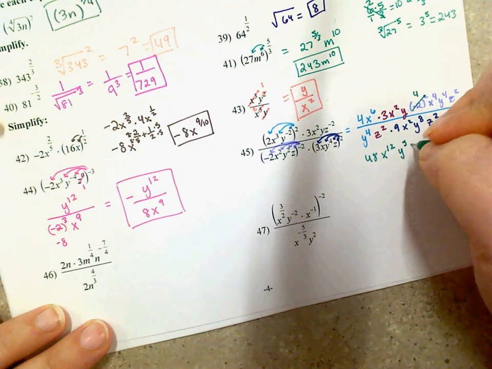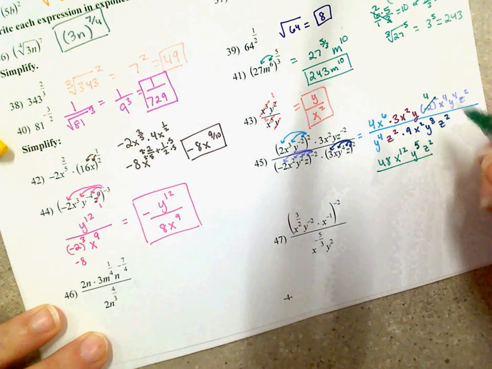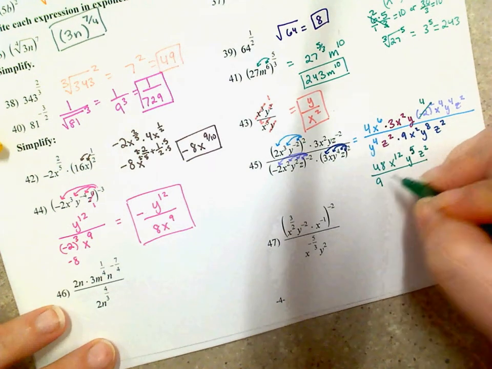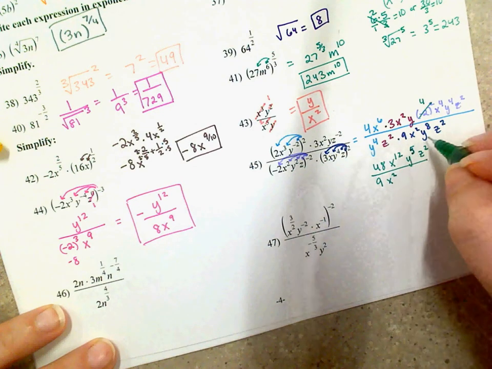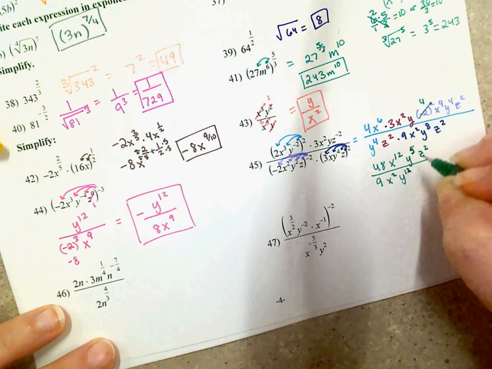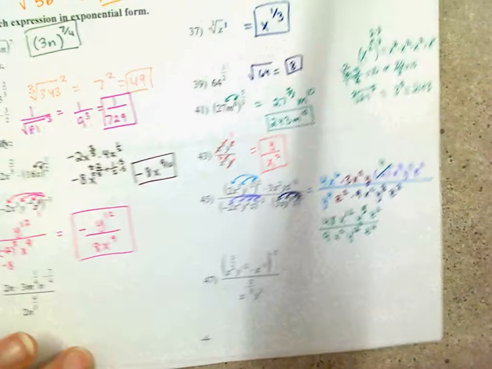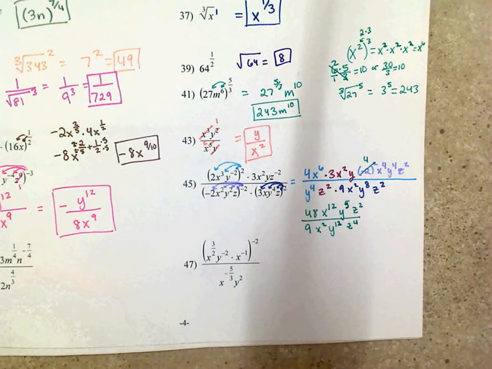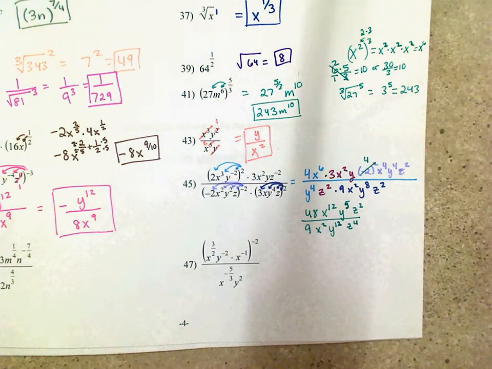In the denominator, I have a 9, I have 2x's, I have 4 and 8, so I have 12y's, and then I have 4z's. So then we simplify. 48 and 9 do simplify. 48 divides by 3. 48 divided by 3 is 16. 9 divided by 3 is 3.